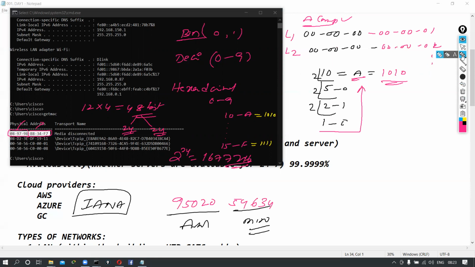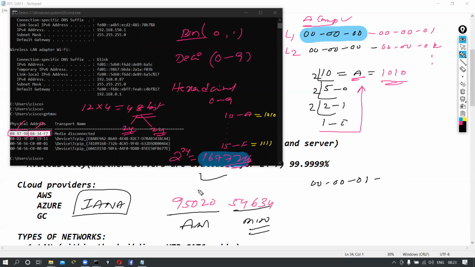By using this number, they can manufacture up to how many LAN cards? 1 crore 67 lakhs 77,216. 2 power 24 equals that many. Suppose they want to manufacture the remaining, maybe 10 lakhs or 20 lakhs or 1 crore. They need to purchase one more number from IANA. That number should be like this, 000001. Correct now? By using this number again, they can generate 1 crore. Clear now? This is all about the way they manufacture the LAN cards.